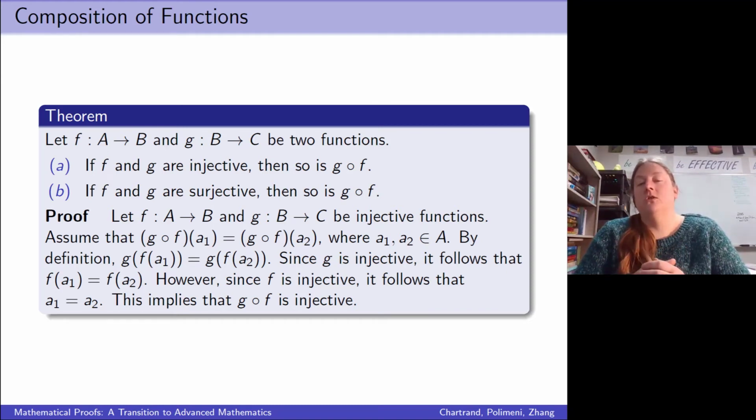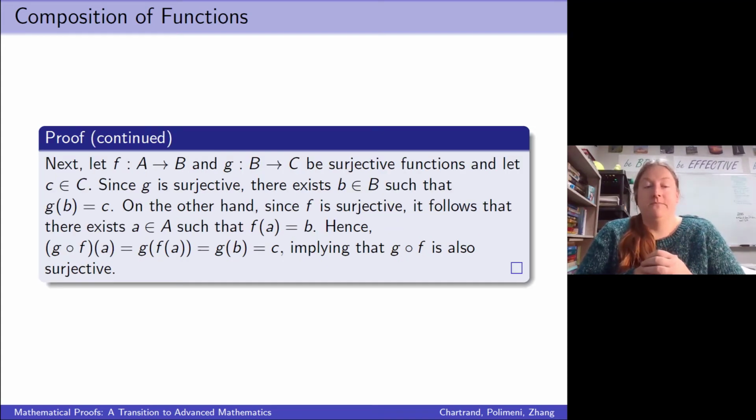Well, then what we're going to do is use the proof technique that we used for proving that a function is injective. We're going to assume that for two elements in A, g of f of those elements are equal. So we're going to have g of f of A1 equals g of f of A2 for A1 and A2 in A. Now, by definition, g of f of A1 is g of f(A1), and g of f of A2 is g of f(A2). Now, since g is injective, we know that f of A1 equals f of A2, since g of f of A1 equals g of f of A2. But then since f is injective, we know that A1 equals A2. So that means that if g of f of A1 and g of f of A2 are equal to each other, A1 and A2 are equal to each other, and g of f is injective.